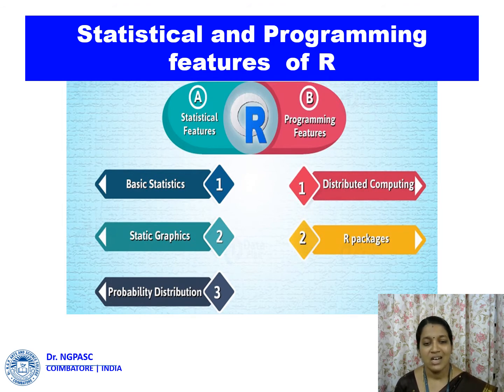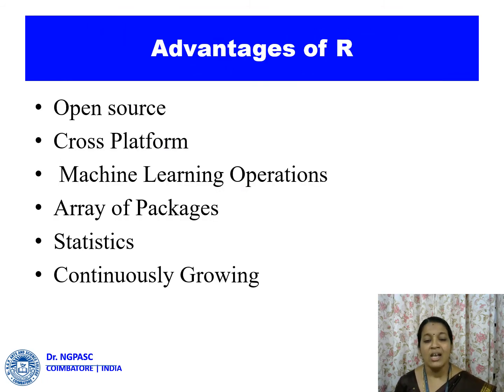Let us see the statistical features and programming features of R. For the statistical features, we have basic statistics, statistical graphics and probability distributions. Let us move on to programming features. We have distributed computing and also R packages. Let us move on to the advantages of R. The major advantages of R programming are that it is open source, cross platform, and supports machine learning operations. We have an array of packages, nearly 4,500 plus packages, statistics, and it is a continuously growing programming language.